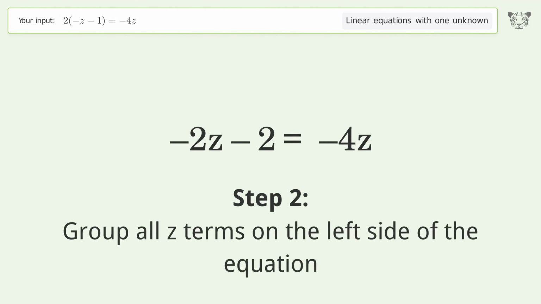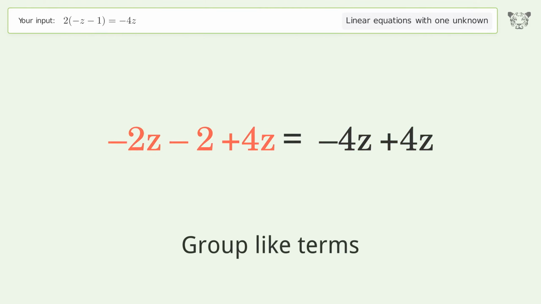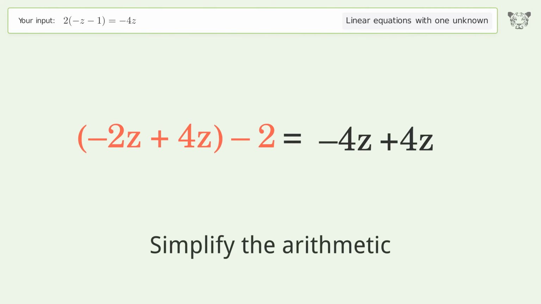Group all z terms on the left side of the equation. Add 4z to both sides. Group like terms. Simplify the arithmetic.